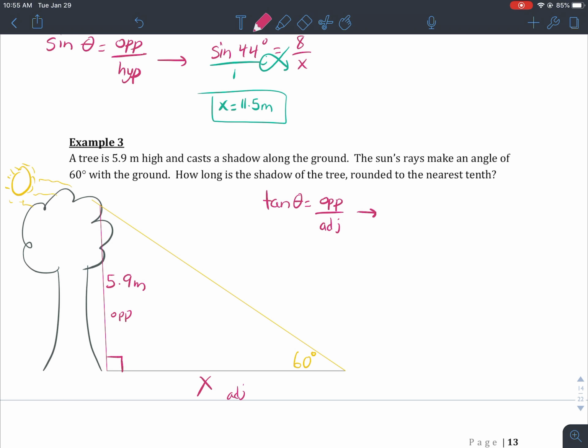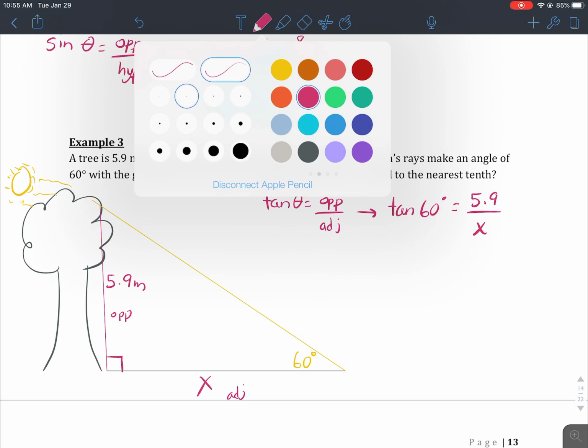So the tangent of 60 degrees is equal to 5.9 over x. And again, I can divide by 1. I can do my cross multiply divide. So 5.9 divided by the tangent of 60. And that tree's shadow to the nearest tenth is 3.4 meters.